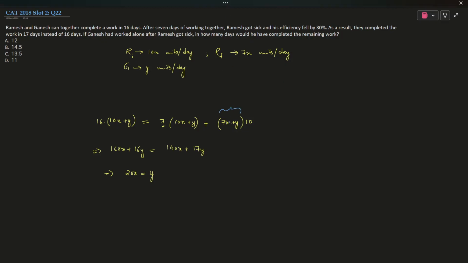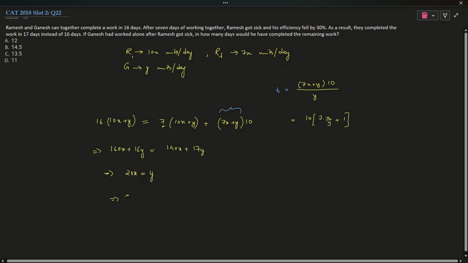This is the remaining work. So the time taken to complete the remaining work will be (7x plus y) into 10. This work must be done by Ganesh, whose efficiency is y. So what can I write? 10 times (7 into x by y, and I took the y inside, plus 1).